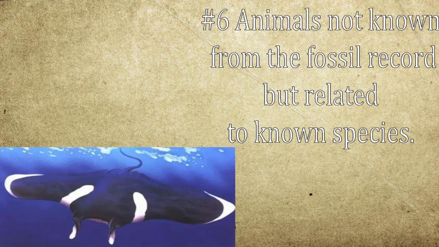Animals not known from the fossil record but related to known species are the sixth category. These are allegedly real creatures that resemble known animal groups like wolves or snakes, but aren't confirmed as their own species yet. One example is Beebe's manta. This was a sighting by marine biologist William Beebe of a manta that appeared normal, but sported bright, distinctive white bands around its head that normal manta rays don't have.